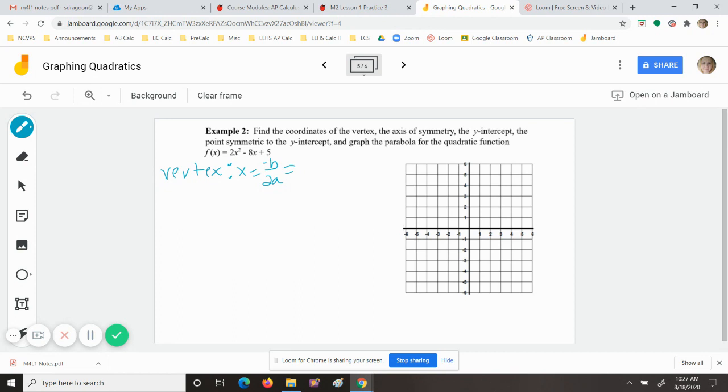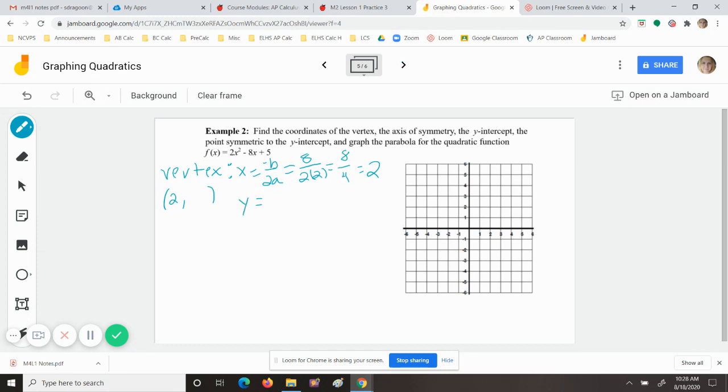B, in this case, the term with the x is negative 8, so negative 8 becomes positive 8 over 2 times a, which is 2, the number with the x squared. So 8 over 4 becomes 2. So now we have the x-coordinate of our vertex. We just need the y.